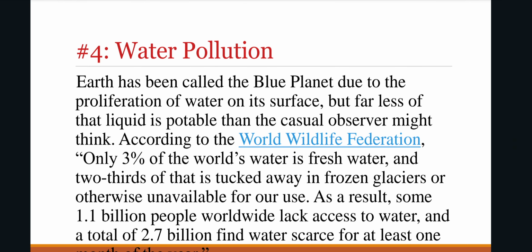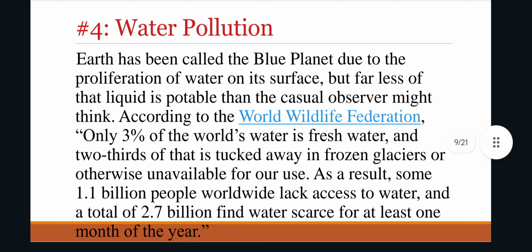Now, water pollution. Earth is called the blue planet due to the proliferation of water on its surface. But the liquid is less potable than the casual observer might think. According to the WWF, only 3% of the world's water is freshwater and two-thirds of it is tucked away in glaciers. And the available water is less than 1%. As a result, about 1.1 billion people lack access to water.